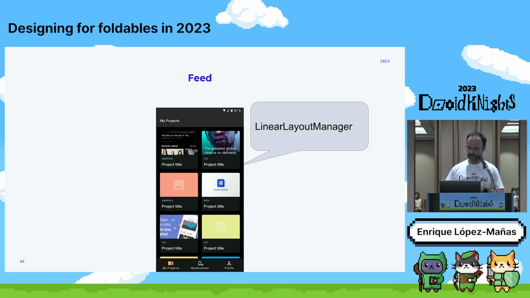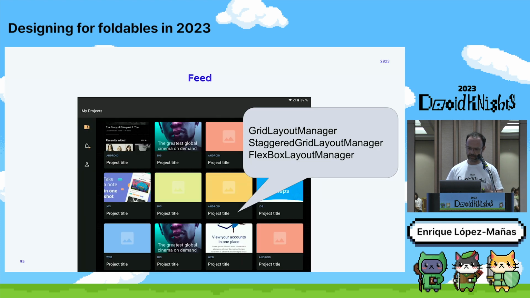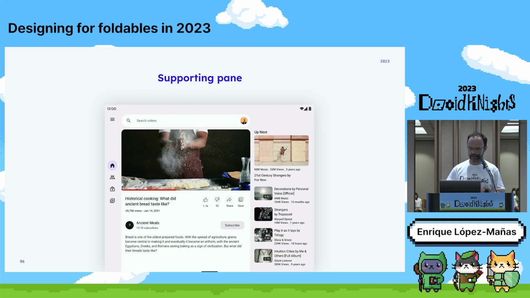We have a linear layout manager that can implement a screen like this one from here, where we have a sort of a grid with a couple of items in a feed screen. And for larger ones, we could be using the grid layout manager or the staggered grid layout manager or the flexbox layout manager. All of them provide us more or less a grid-like functionality to have the items distributed in a grid or a box where we can put a number of our elements.